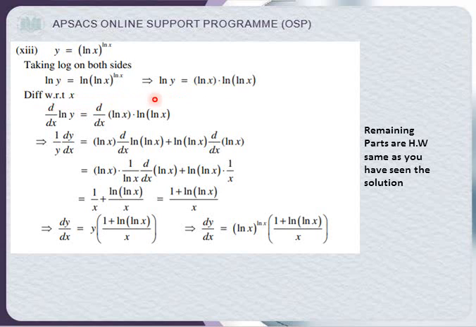Now differentiate with respect to x, the operator is applied on both sides. So the u into v rule applies: u same, v derivative, plus v same, u derivative. Ln box is 1 upon box and box derivative. So after the simplification you get the answer of this.